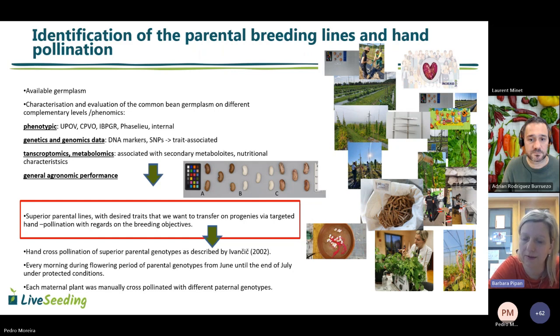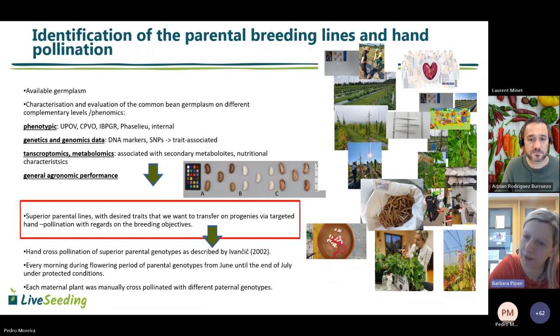So it's very important that we have all those materials characterized so that we know what we have, and that at the end we have all these materials available so that we can grow them and then do the crossings in the further steps. So that's why I put here the importance of the identification of all the germplasm which is available.